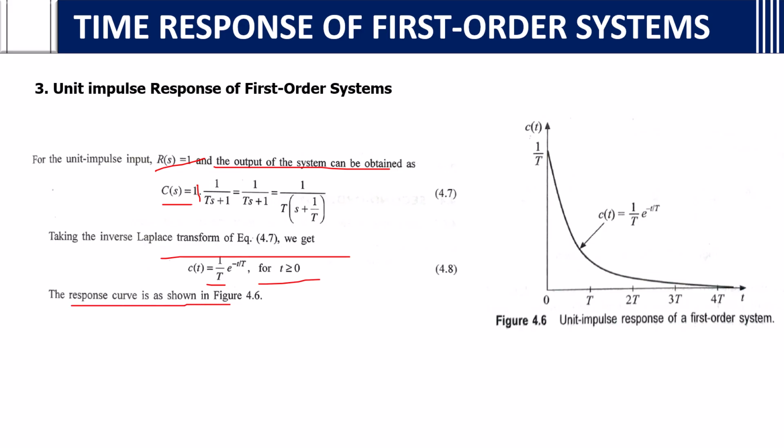If you see here, the response curve looks like this. When you take T, 2T and 3T, you can see how it is decreasing from 0 up to 4T, as shown here.